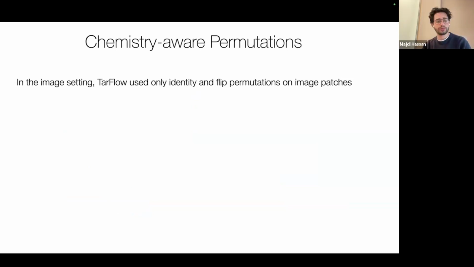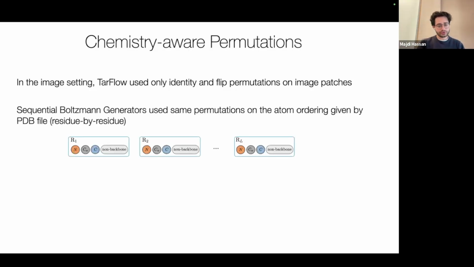And so the chemistry of word permutation. In the original TarFlow paper, in the image setting, they only provide two permutations, identity and identity flip on the image patches. And this was sufficient for the modeling task. In the sequential Boltzmann generator paper, they use these same permutations, but the atom ordering is provided by the PDB file. So they have these atom orderings given residue by residue, and they do an identity and identity flip in order to have all these atoms attend to each other throughout the transformations. But naturally, it may be suboptimal if it's only used on its own.